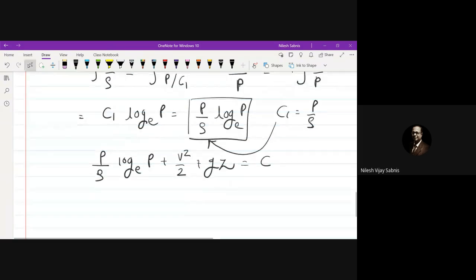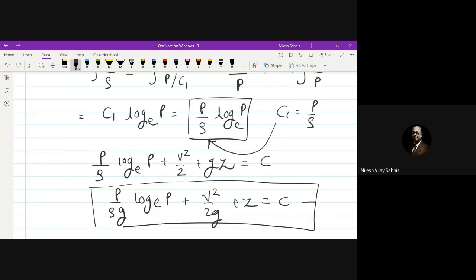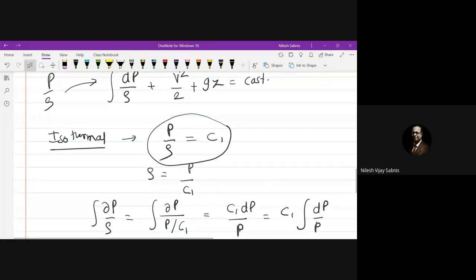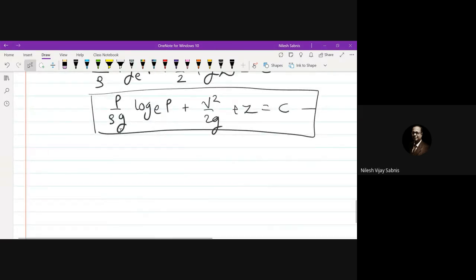So let's divide by g everywhere. So we will get P by rho g log to the base e P plus V square by 2g plus Z is equal to constant. So this is the Bernoulli's equation for such a type of isothermal process. You should remember all these derivations from the point of view of the exam.